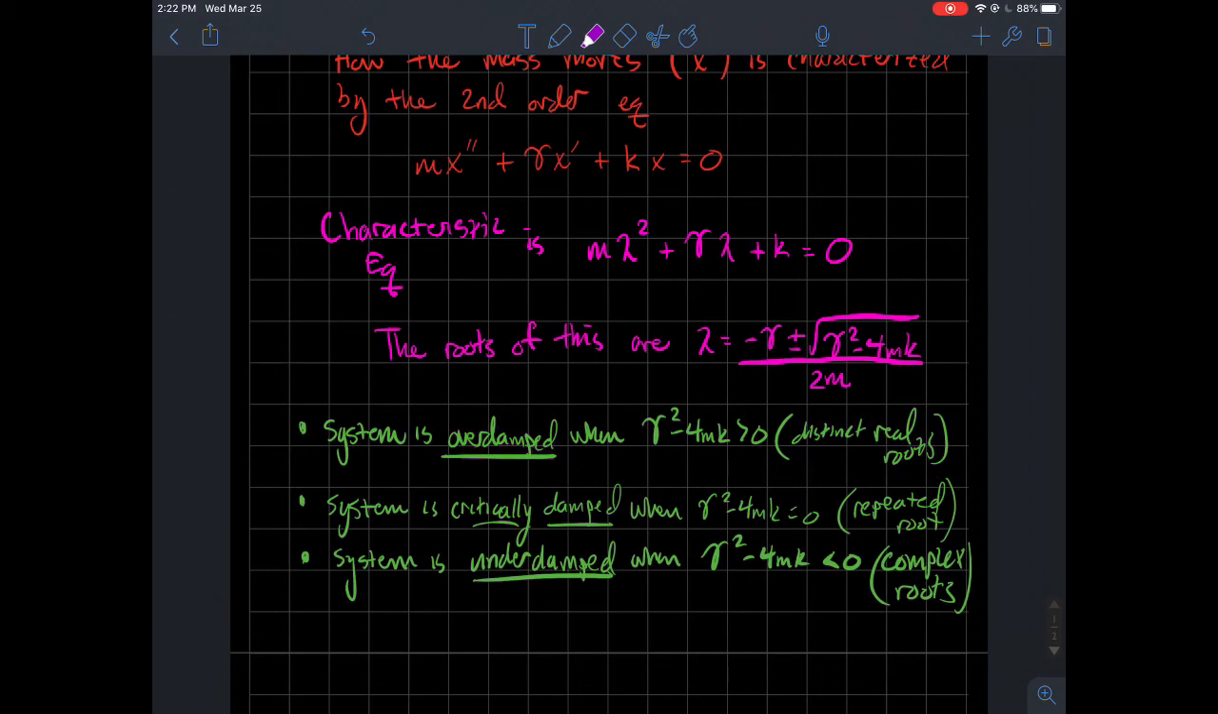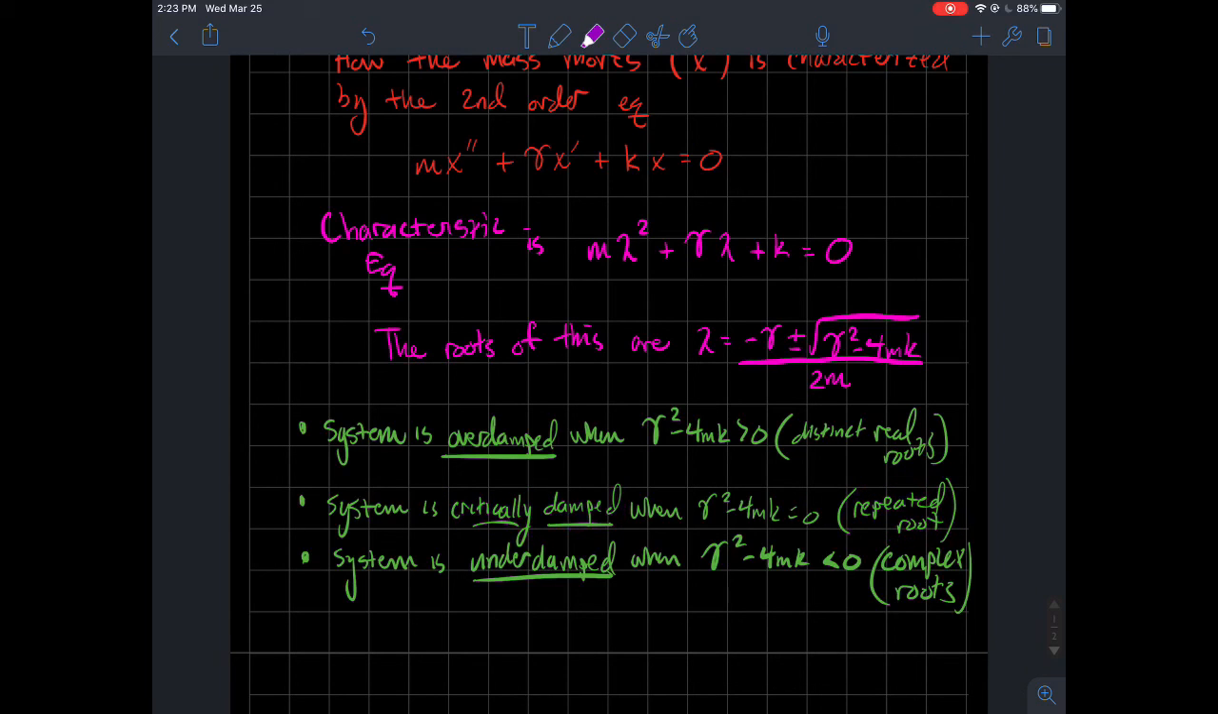Similarly, we'll call a system critically damped whenever what's underneath the radical is equal to 0. In that case, you just get one root for lambda. You would just get minus gamma over 2m as your only root. So I want you to relate the term critically damped to your diffeq. That just means you're going to get a diffeq whose characteristic equation has one repeated root.